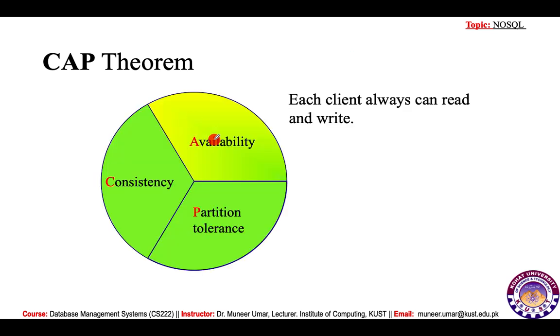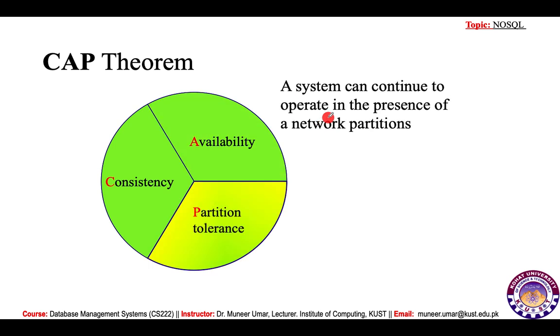CAP theorem, the next thing is availability. Each client can always read and write. We have already studied this. And the last thing is partition tolerance. A system can continue to operate in the presence of network partitions. If there is any failure, the system will still work, so the system is not fully dependent on all the machines involved. If some machines are not available, or there is any failure or issue in the network, the database would still work and the data would still be available to users.